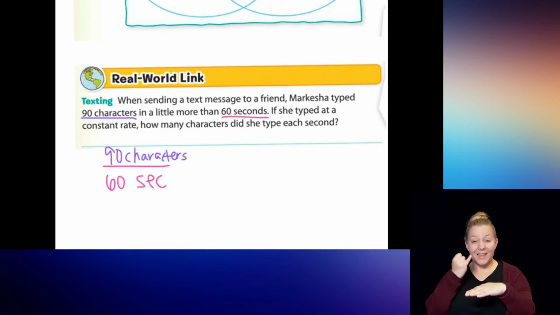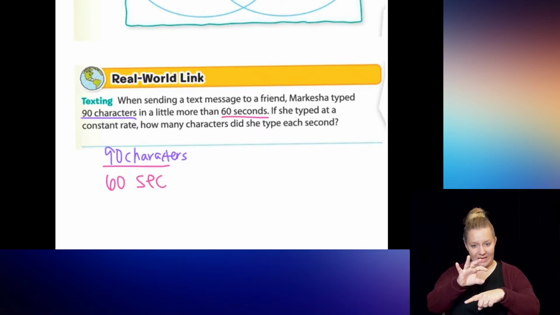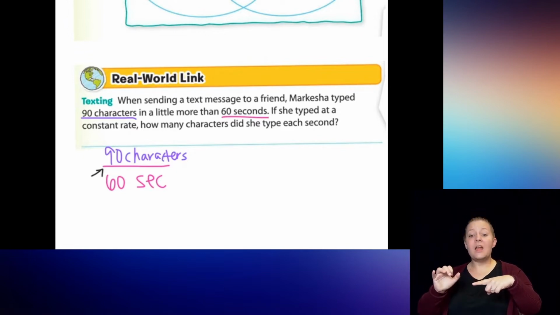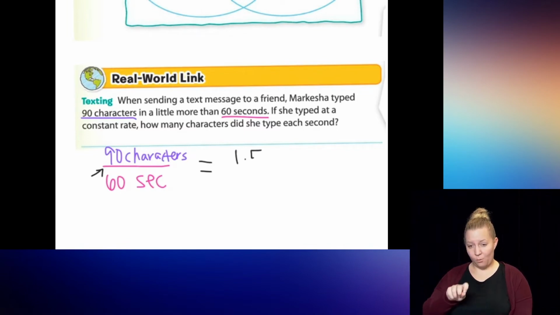Then if she typed at a constant rate, how many characters did she type per second? So essentially what I'm going to do with my original rate of 90 to 60 is divide it out. When I take 90 divided by 60, because we know that this ratio line needs to be division, I get an answer of 1.5. So what that means is 1.5, but it's not just going to be the answer 1.5, because we have to include both of our units for our rate.